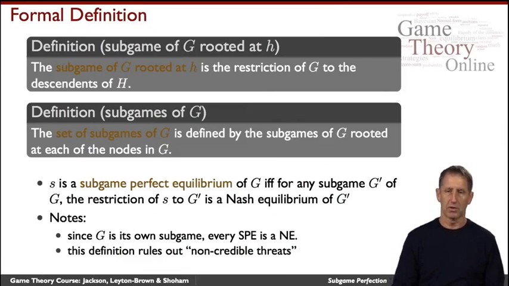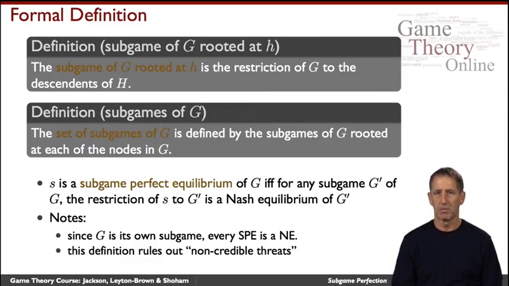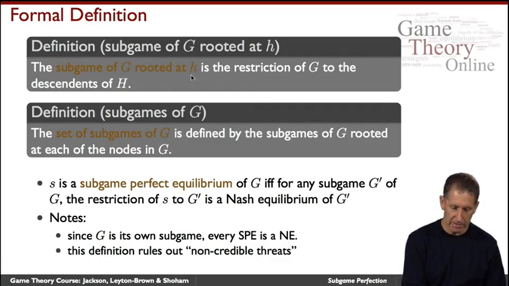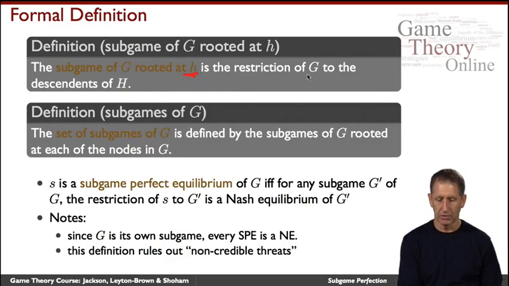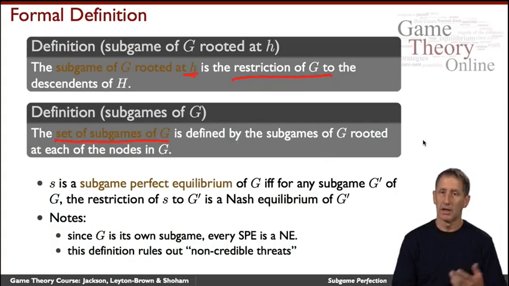That brings us to the notion of subgame perfect equilibria, or subgame perfection. So let's first define a subgame. It's a very obvious notion. Looking at some node H in the game G, the subgame of G rooted at H is a restriction of G to the descendants from that node. And similarly, what is the set of all subgames of G? Well, look at all the nodes in G, and the set of all subgames is simply all the subgames rooted at some node in G.